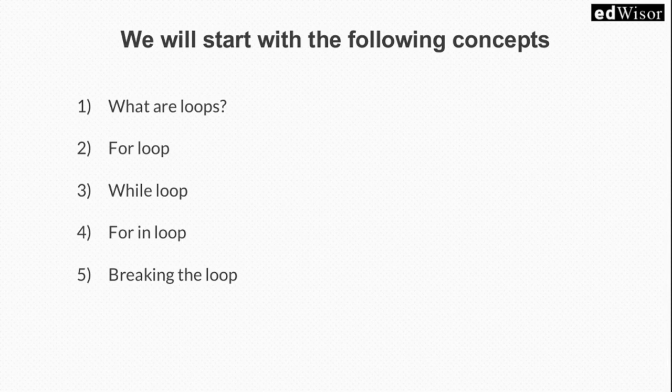Then we'll be talking about three different kinds of loops. One is the for loop, then the while loop, and then there's a special kind of loop that is there in JavaScript only, that is the for in loop. And also we'll be talking about how to break the loop in between. So let's start with the topics one by one.